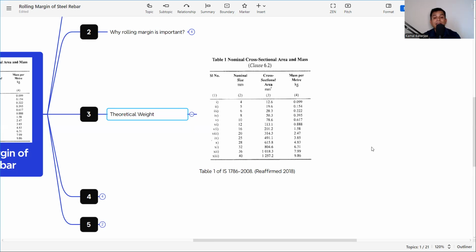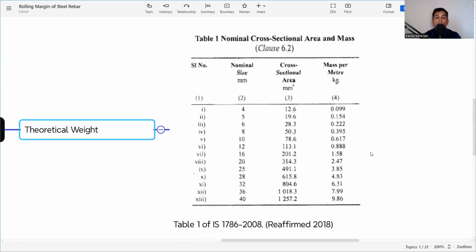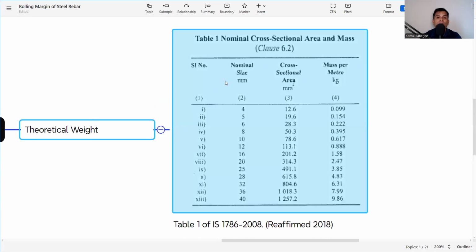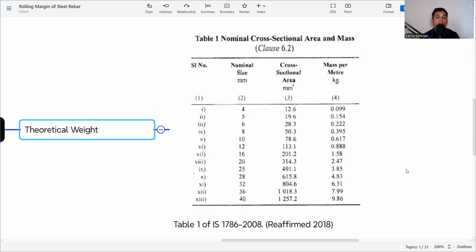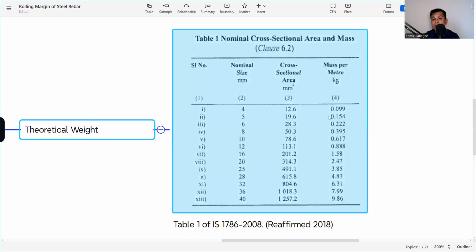And where can we get it? We can get it in Table 1 of IS 1786:2008, reaffirmed in 2018. In Table 1 we will get the theoretical weight. Here it is mentioned, for nominal size 4, the cross-sectional area is 12.6 and the mass per meter is 0.099 kg. So for 1 meter of 4 mm diameter bar, the area is 12.6 square mm and the weight is 0.099 kg.